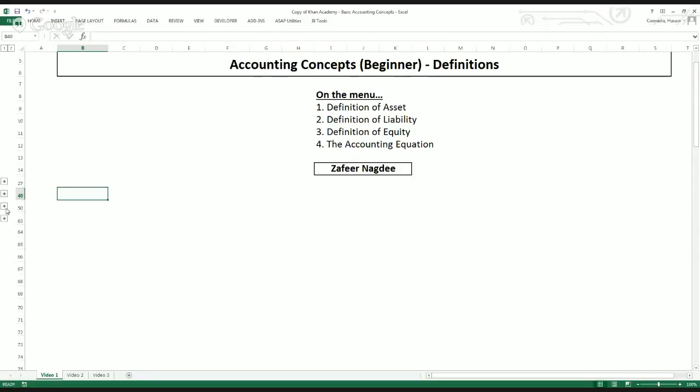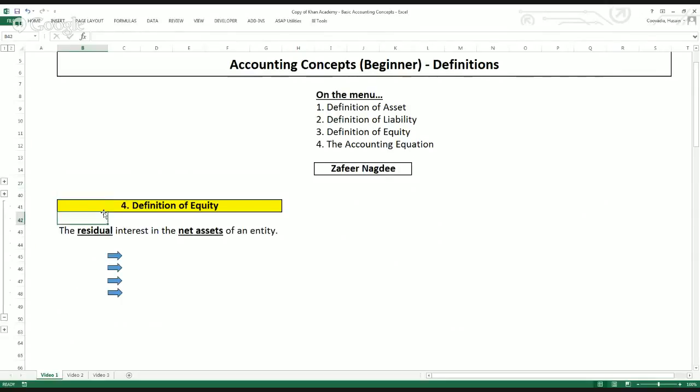We then move over to the last definition, which is the definition of equity. The definition of equity is pretty short and quite simple to understand. It says that the equity is the residual interest in the net assets of an entity, meaning what is left over after the liabilities have been deducted from the assets. So when we speak about residual interest, we're speaking about what's left over. Net assets, once we receive everything that we have in the business and we pay over everything that we have to pay in the business, what is left? What is left is what belongs to the owner, and that in essence is the owner's equity.